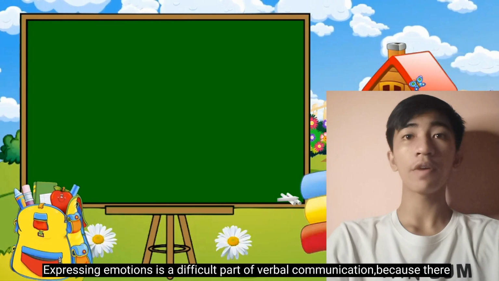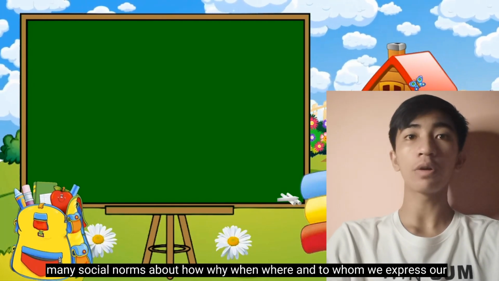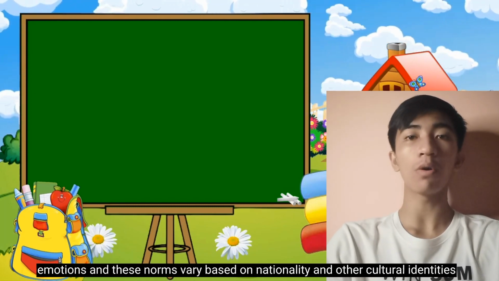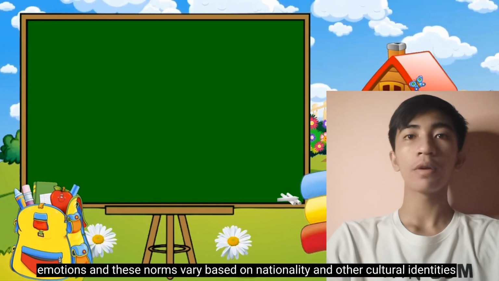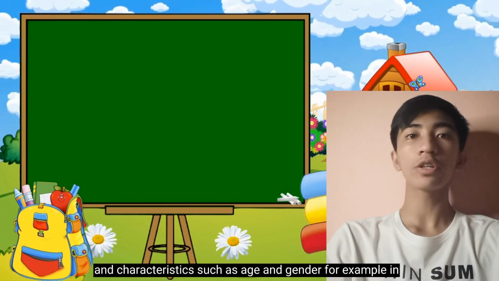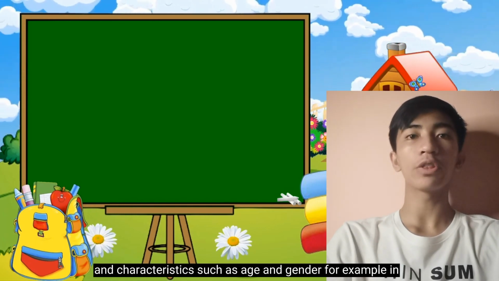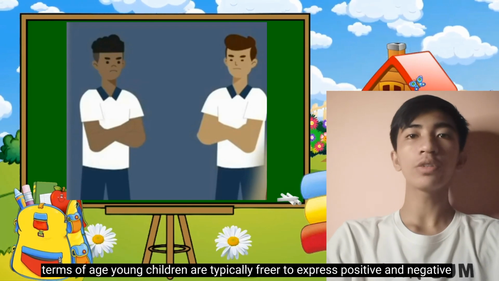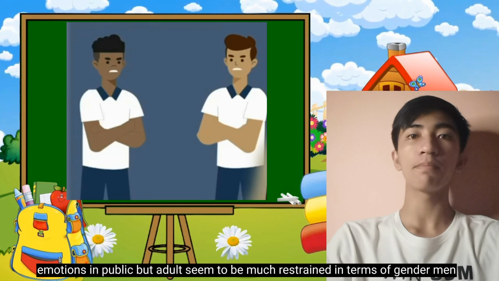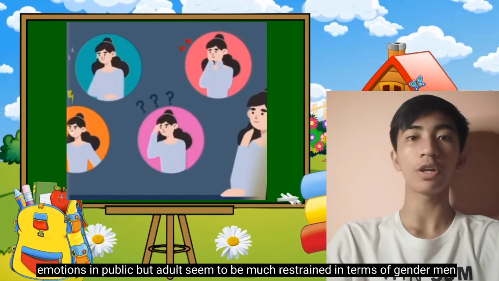Expressing emotion is a difficult part of verbal communication because there are many social norms about how, why, when, where, and to whom we express our emotion. And these norms vary based on nationality and other cultural identities, and characteristics such as age and gender. For example, in terms of age, young children are typically freer to express positive and negative emotion in public, but adults seem to be much more restrained.